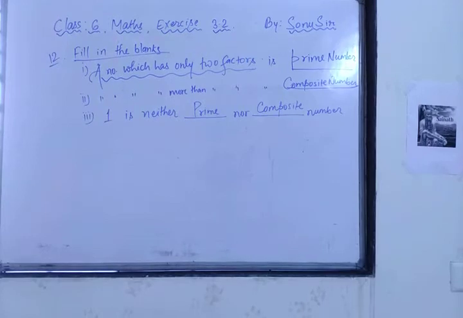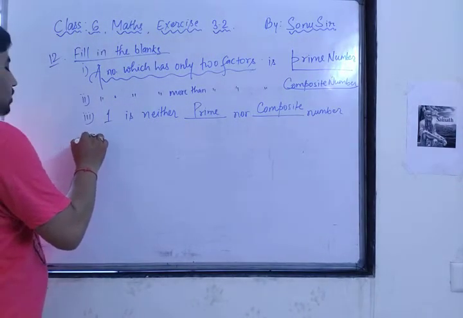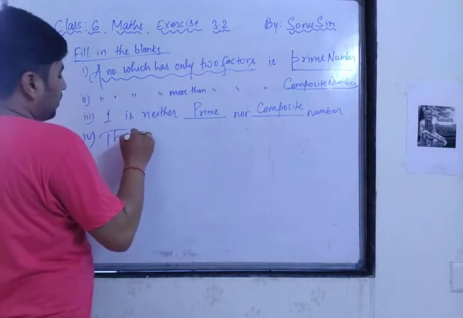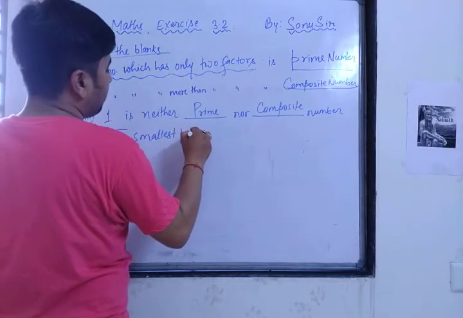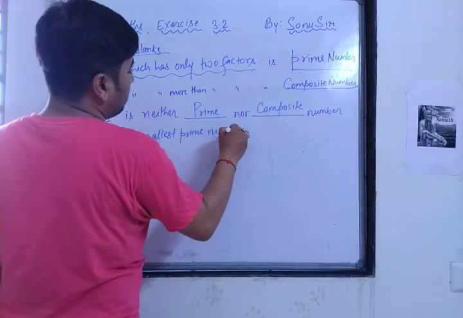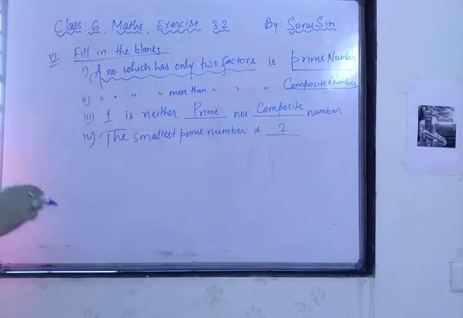The next question is, the smallest prime number is. Can you tell me which is the smallest prime number? The smallest prime number is 2. You can see it is the only even prime number also, and 2 is the smallest prime number also. Got it?